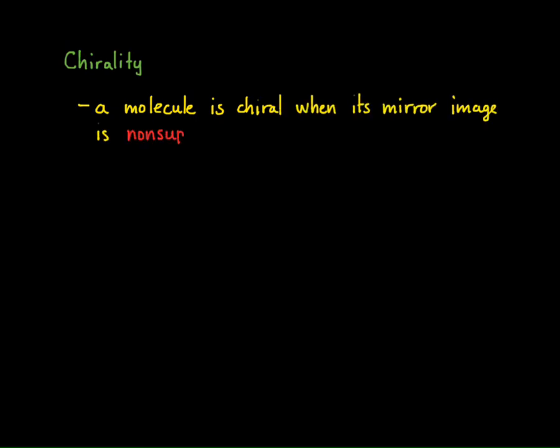The first idea that we need to understand when talking about stereochemistry is the term chirality. Now, a molecule is chiral when its mirror image is non-superimposable with it, not superimposable with it, right? I'm stressing not superimposable. So just like we saw with our hands, our left hand and our right hand are mirror images of one another. So they're two distinct objects that are mirror images of one another. They are non-superimposable with one another.